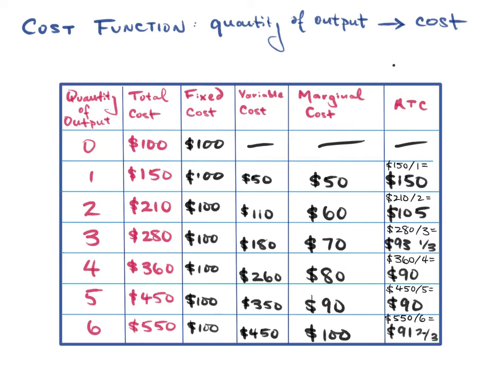The final thing that we might calculate for this table is the average total cost. Average total cost is the total cost divided by the number produced. So when producing 1 widget, the average total cost is 150 divided by 1, 150. When producing 2 widgets, total cost is 210. So 210 divided by 2 is an average total cost of $105. When producing 4 widgets, total costs are $360. So the average total cost is $90.